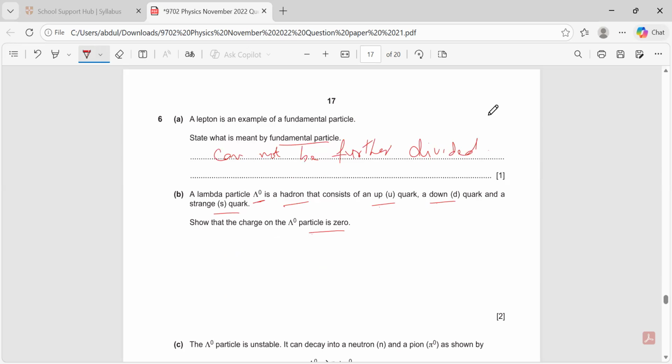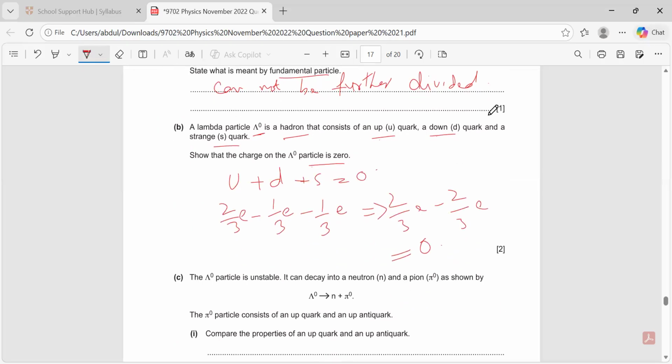So we must memorize and remember these numerical values. So what to do, my dear friends? We know this is up quark plus down quark plus strange quark. He's saying answer should be equal to 0. Up is plus 2 over 3, down is minus 1 over 3, and S is also minus 1 over 3, in units of the elementary charge E. So this implies 2 over 3E minus 2 over 3E. So answer is equal to what? 0. So that's for 2 marks. Very simple, not a big issue.